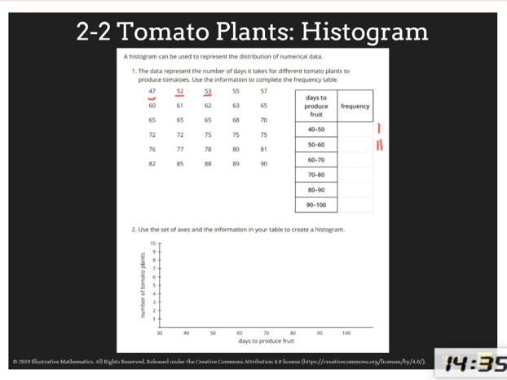And if you think about this from the histogram that you see below, what I'm really doing is finding out, so I've got these intervals, how many numbers fall in each one of the intervals.